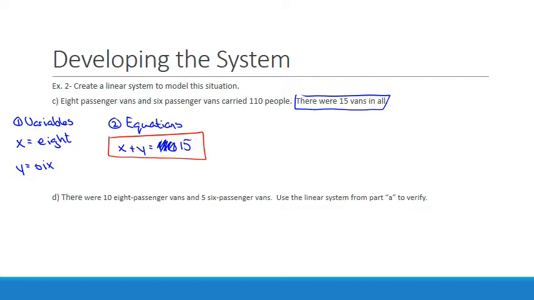Now for the second equation, we're talking about people. So we have to account for people in these vans. So not just X, but it would be 8X because there's 8 people for every one 8 passenger van, plus 6Y because there's 6 people for every one 6 passenger van. And that's going to equal all the people. So once you count up all the people in their vans, that would add up to our total amount of people, which is 110.